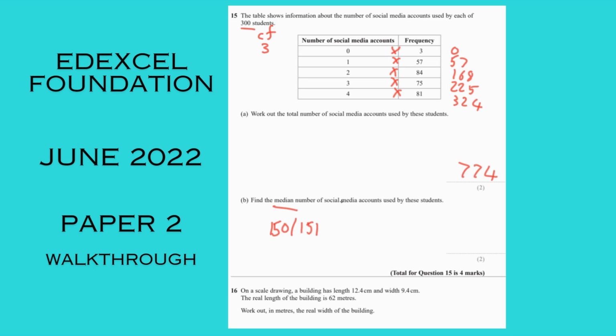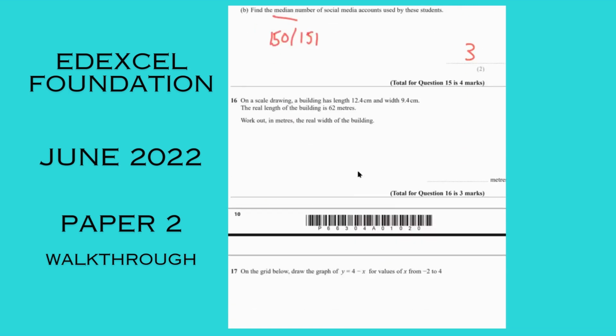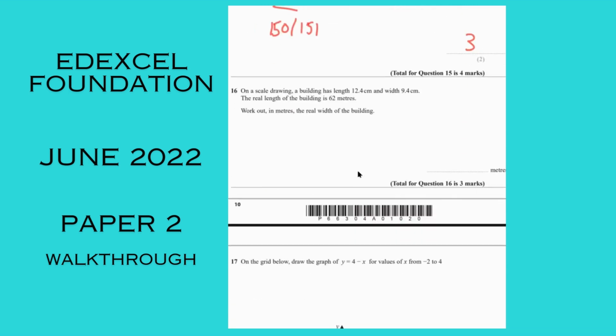We've got a 3. We add on the 57. We've got a 60. We add on the 84. We've got a 144. So no sign of the 150th student or so on, because they'll be in the next group if we added on 75. So it's the 3, which is the median number of social media accounts.